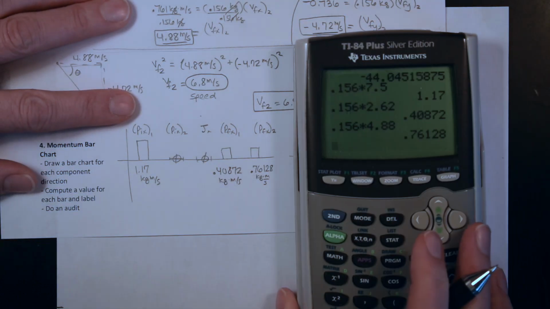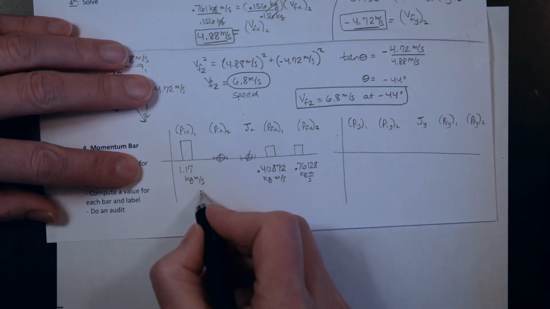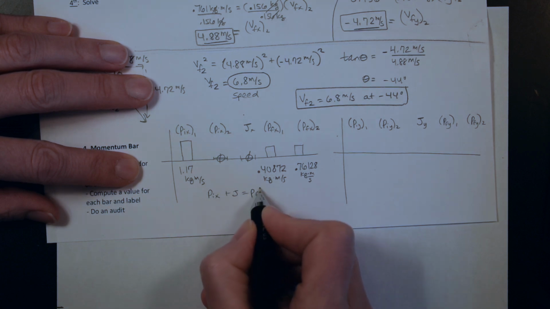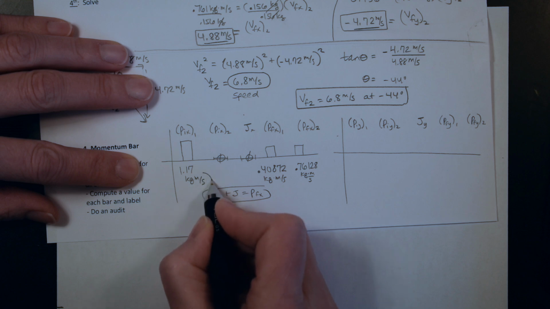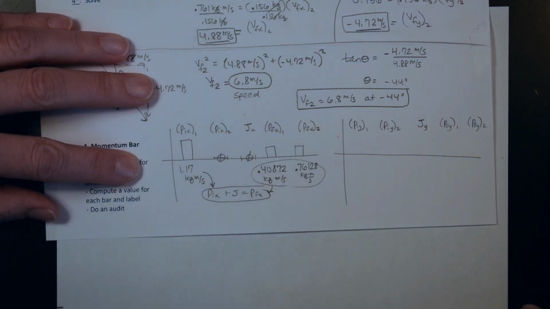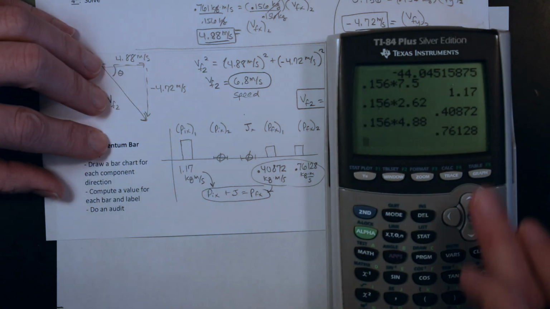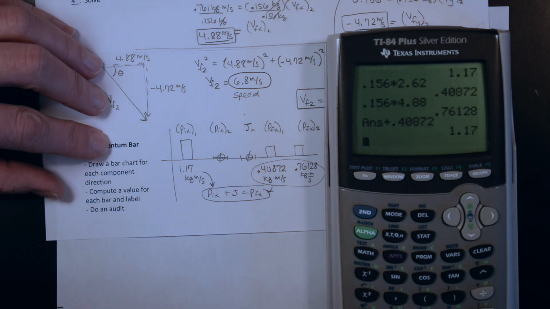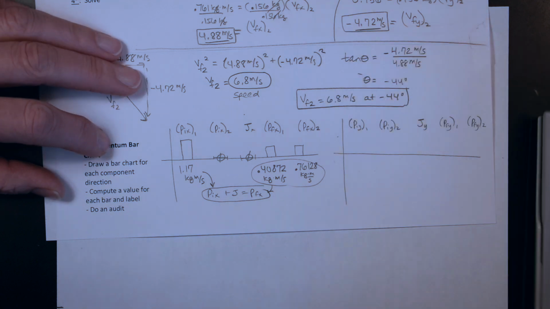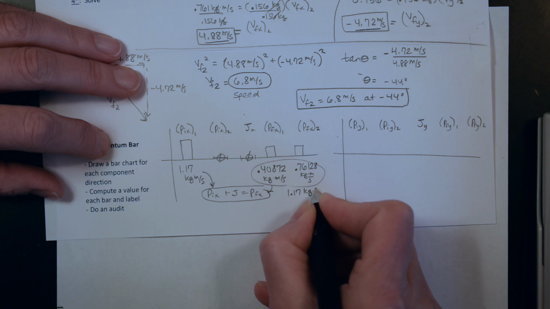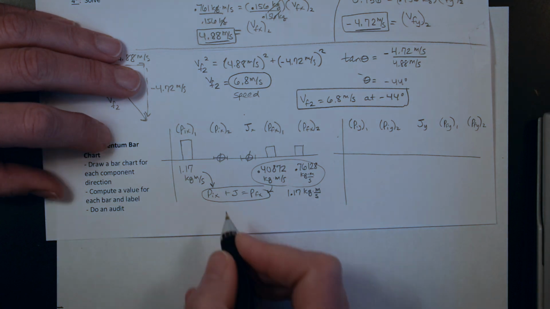So let's add these together now, because what we want to see is that the initial x momentum plus the impulse equaled the final x momentum. That is the accounting that we are doing. So here is the initial x momentum, and these together would be the final. So let's add them together. So this final value, 0.76128 plus 0.40872. Look at that, 1.17. So indeed, we have done the accounting. The books are looking good.